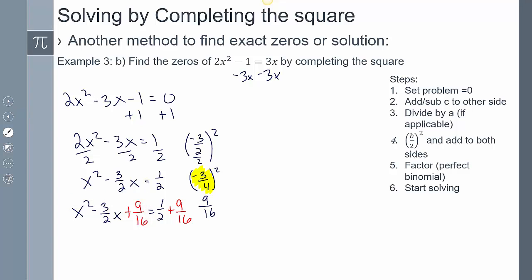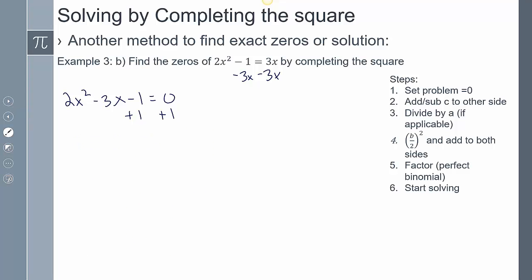And so a hint is the fact that it's going to factor into x and then whatever this number is. So in this case, it's x minus 3/4 squared equals, and then if I add these together, find the common denominator between 1/2 and 9 over 16, that turns into 25 over 16. But let's prove that.